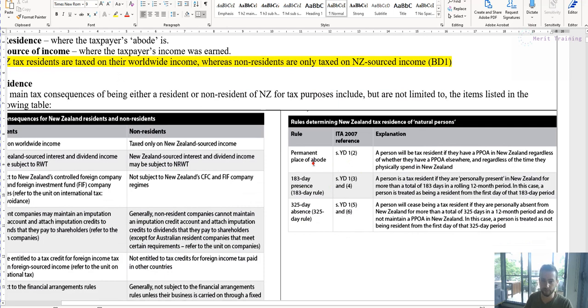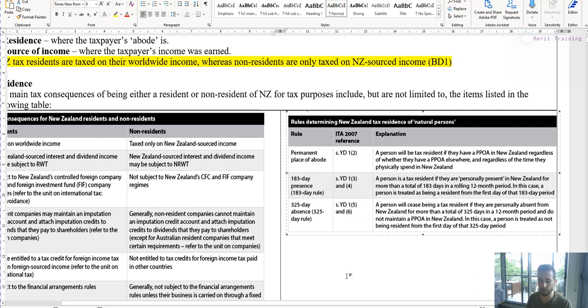is, number one, permanent place of abode. So if they have a permanent place of abode, or PPOA, in New Zealand, and we'll talk about the specific definition of what that means, but it's basically a house that you live in, they'll be a tax resident regardless of whether they have a PPOA elsewhere and regardless of the time they physically spend in New Zealand. So if you have a house and it's deemed to be your place of abode, regardless of whether you're there or not, and regardless of whether you have PPOAs elsewhere, you're still deemed to be a New Zealand resident. And we'll talk about some specific cases where you might be thinking, oh, that's a bit weird, they haven't spent most of their time in New Zealand, but they're still deemed to have a permanent place of abode.